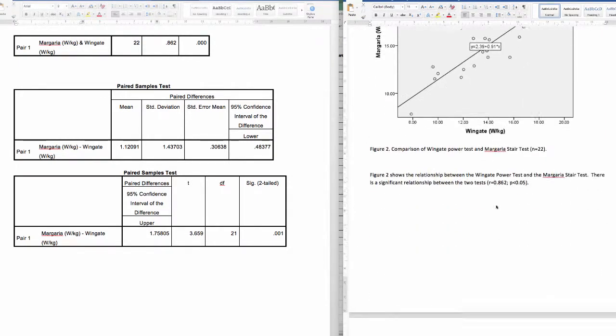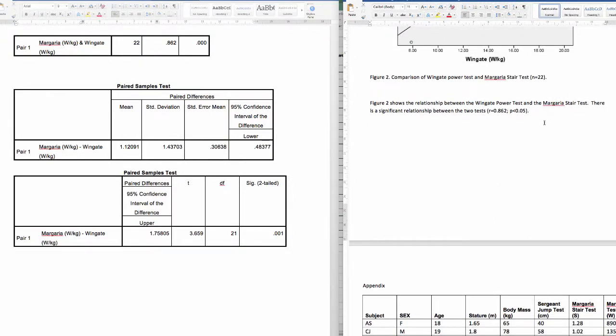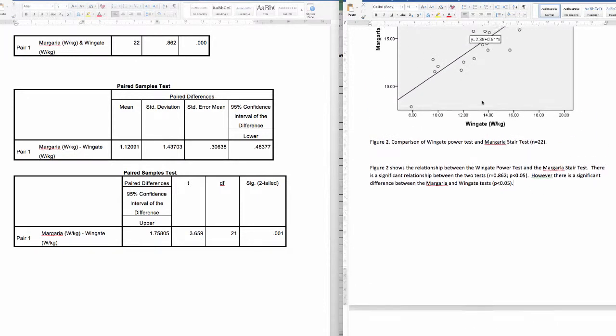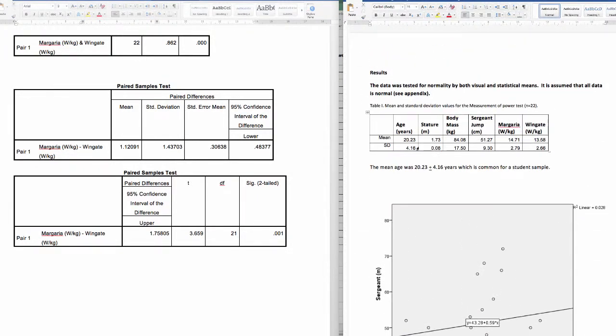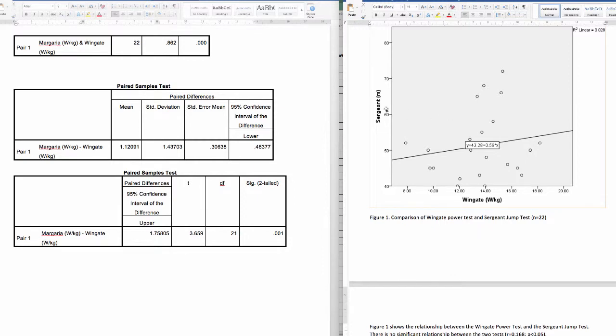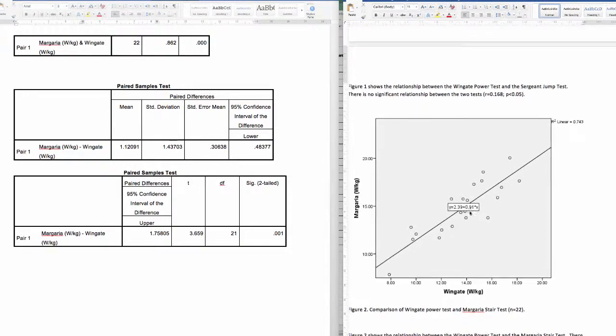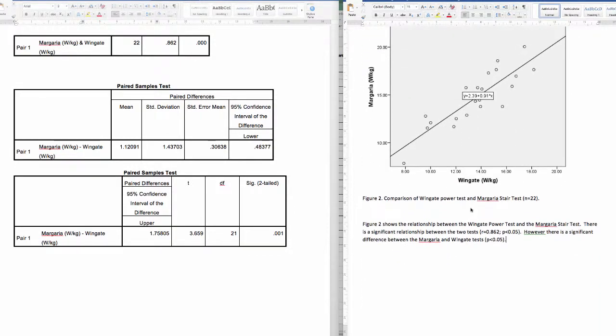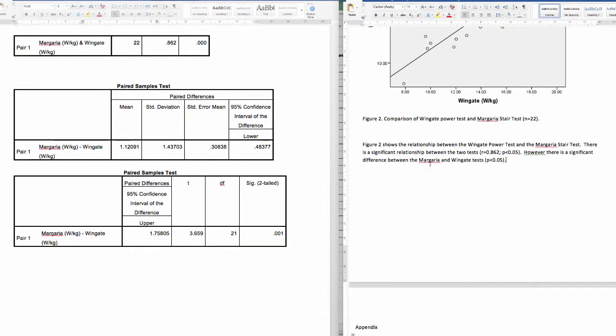So Margarita will always score slightly higher. So how do we write that? Simplest way, there we go. However, there is a significant difference between the Margarita and the Wingate tests. Now, of course, that's our results section done. We've identified the general anthropometric data and summarized the means for each of the three tests. We've done a couple of correlations to show if there is a relationship. The Sargent and Wingate, no relationship. Margarita and Wingate, there is a significant relationship. And then we did a t-test and the numbers are significantly different.